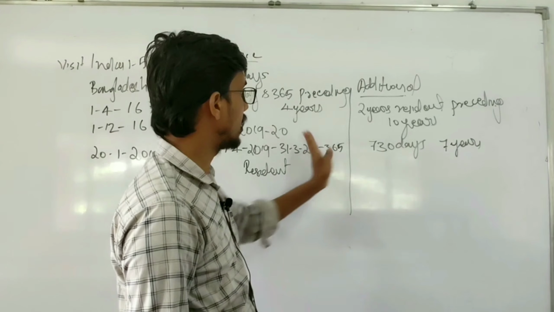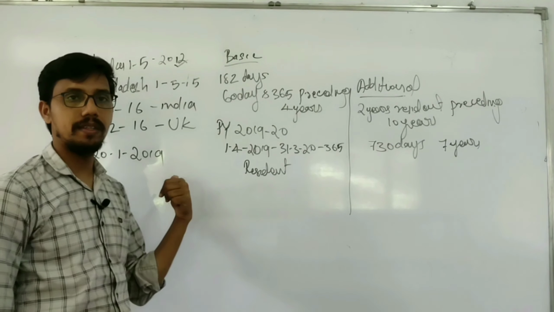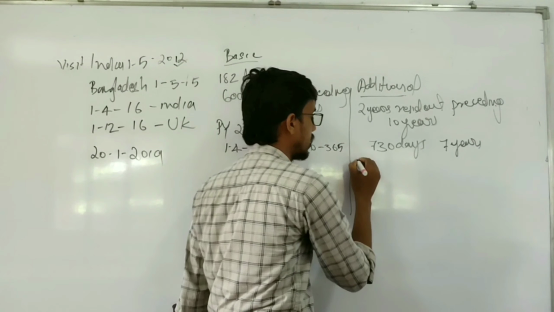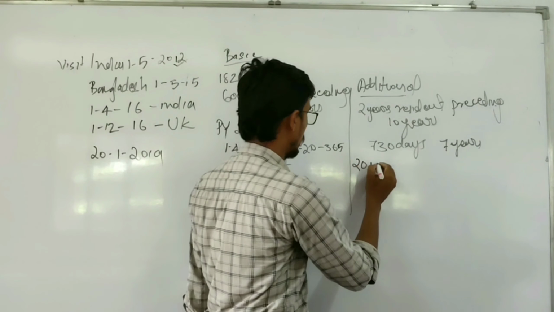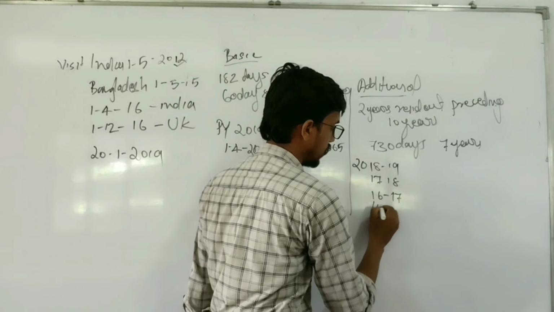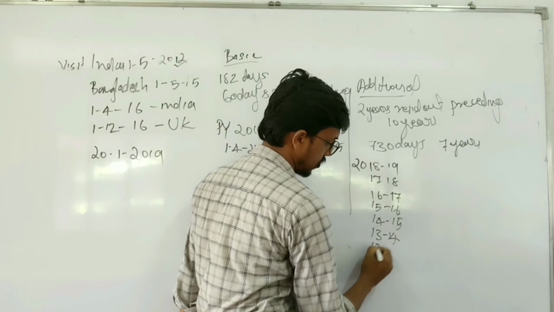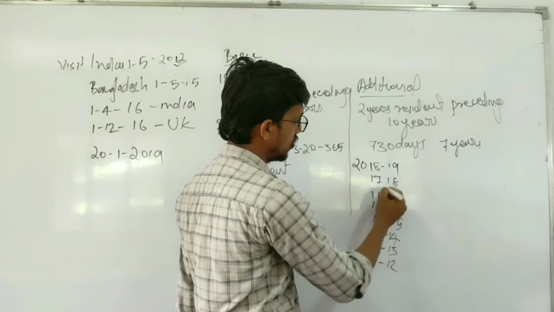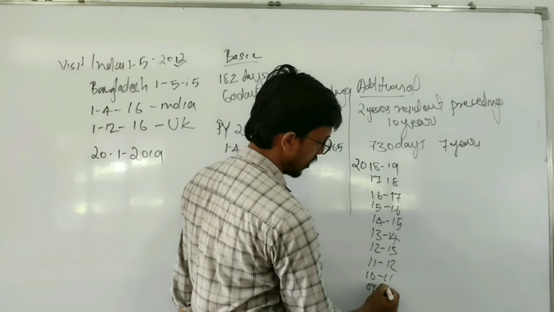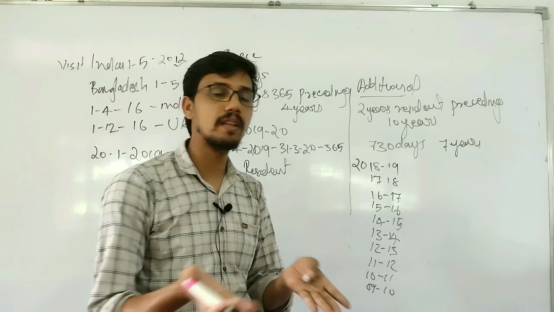So first we can check whether he was a resident in the preceding 10 years or not. He returned to India on 20th January 2019. First we can check what the preceding 10 years are: 2018-19, 2017-18, 16-17, 15-16, 14-15, 13-14, 12-13, 11-12, and so on. These are the previous 10 years. Out of these preceding 10 years, he shall be a resident for 2 years, that's all.